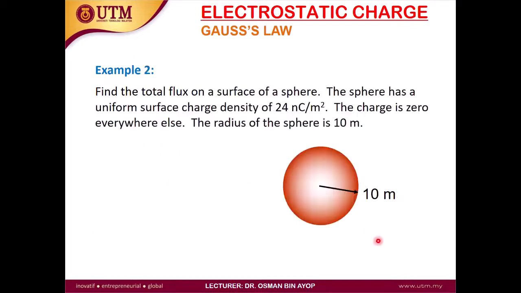Right, next, for example 2, find the total flux on a surface of a sphere. The sphere has a uniform surface charge density of 24 nanocoulomb per meter square. The charge is 0 everywhere else. The radius of the sphere is 10 meter. Imagine you have a sphere and the charge only located on the surface of the sphere. That is the situation. So what is the flux? The flux just exactly on the surface.